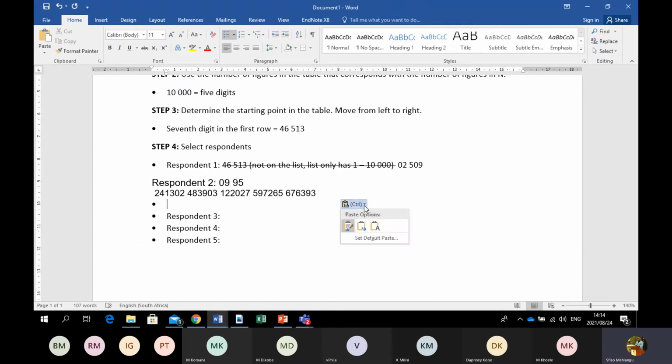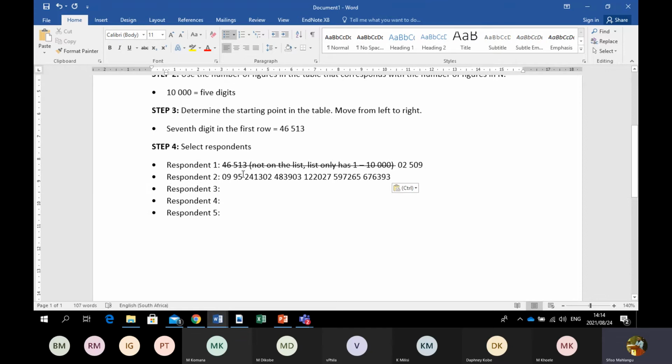So if you continue with those numbers, you will see that after that number, it's supposed to be 2. So that's the next respondent. This respondent we won't find in the list because it's number 41,000. The next one, 41,000, is not on the list. 48,000 is also not on the list. We're using 5 digits. 31,000 is not on the list. 27,000 is not on the list. 26,000 is not on the list. 63,000 is also not on the list.